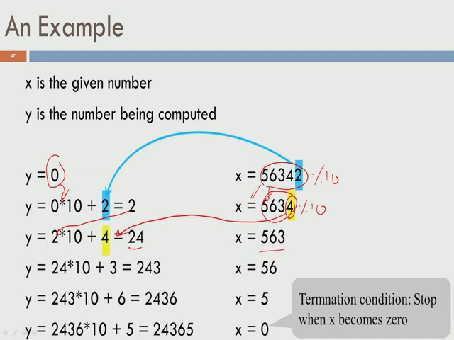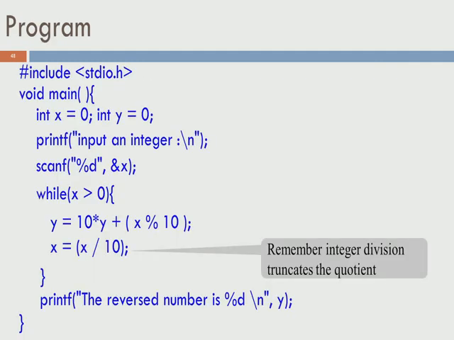If you keep doing this, at some point you get 24365, which is the reverse of 56342, but at that point x becomes 0 and it is the termination condition. So you keep doing this till x becomes 0, and this is a natural way of using a while loop. Let us look at the program itself. We have x equals 0 and y equals 0, and you expect the user to give an input number. So, input an integer and you scan it from the user.